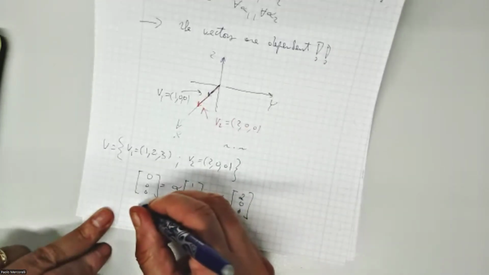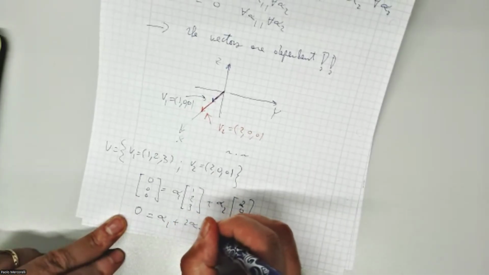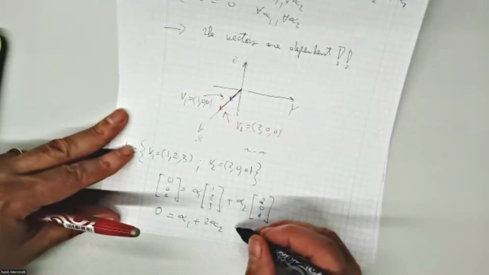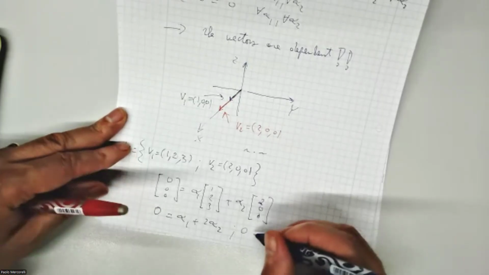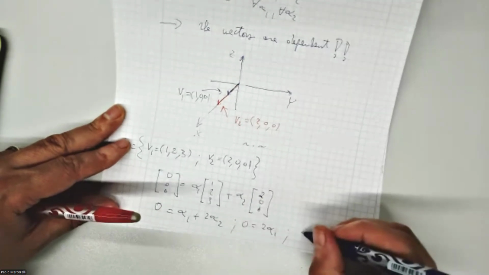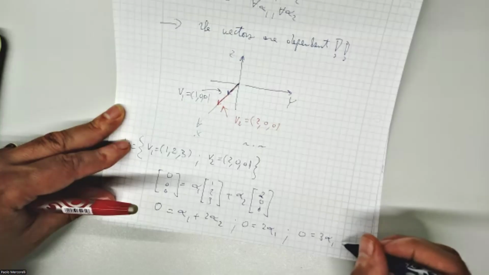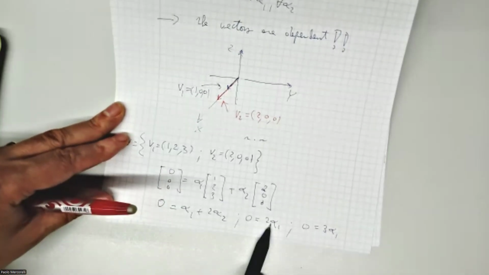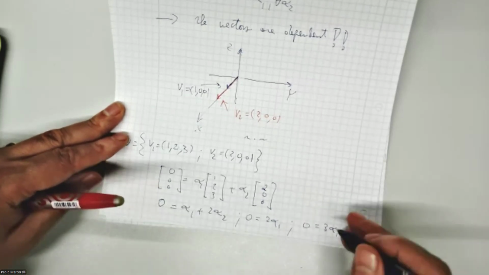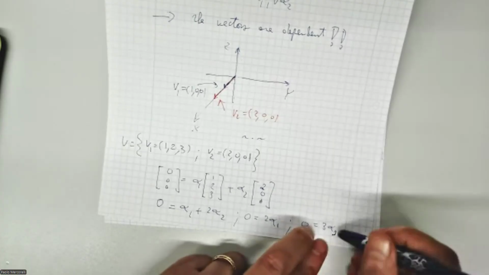This means 0 equals alpha 1 plus 2 alpha 2. I don't have place. Let me write in horizontal form. This means alpha 1 equals 0 from here. Alpha 2, excuse me for the error. No, it's okay. It was okay.